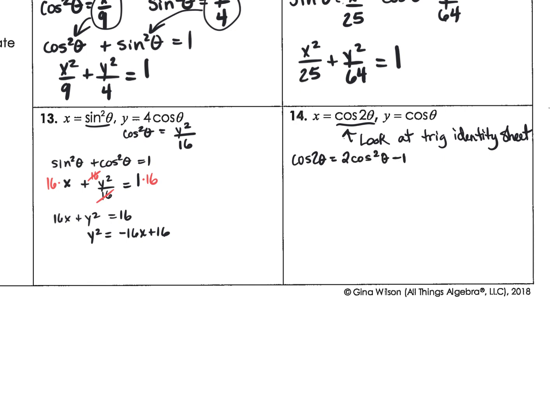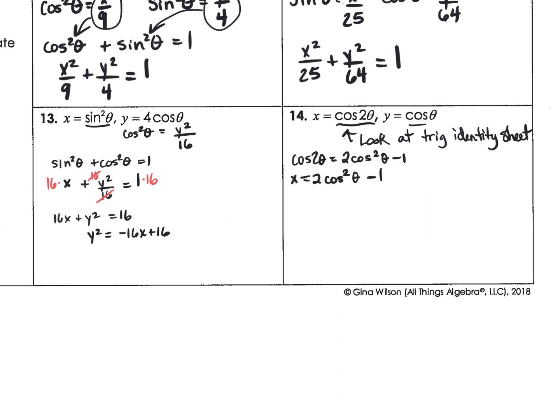You know why I'm going to do that? Because look, I got cosine here, don't I? So x is equal to 2 cosine squared theta minus 1. Now I got to solve for cosine squared, don't I? So how do I solve for cosine squared? Ooh, I don't even have to do that. Oh, this is going to be even easier. I'm going to take a shortcut, guys.